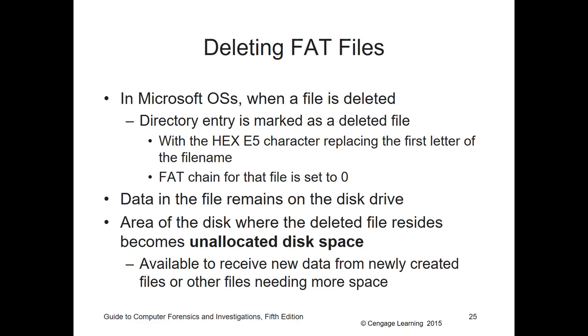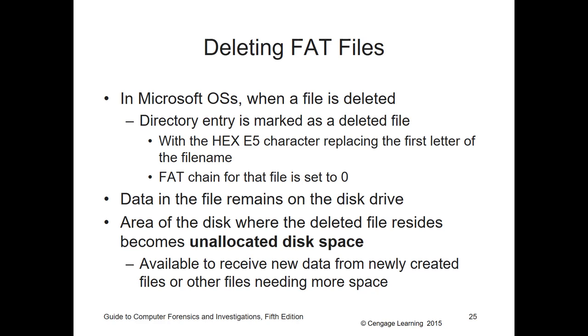The data in the file remains on the disk until you overwrite it. Because again, we're looking at the file system and that lets us know, all right, is that sector full? Does that sector have data? Yes or no? If the file system is flagged as deleted and there's still data in that sector, we can actually overwrite it because we didn't know there was data there. So areas of the disk where the deleted files reside become unallocated disk space. So they're going to be available to write to, available to receive new data from a new file.